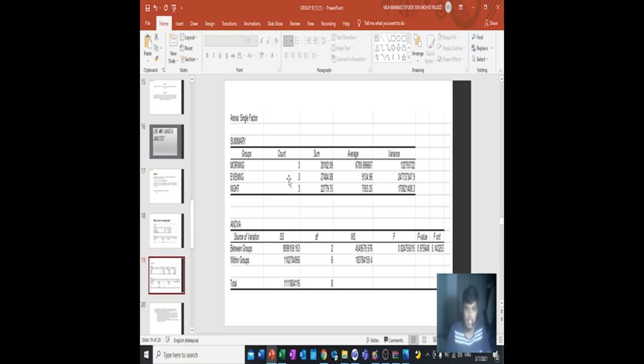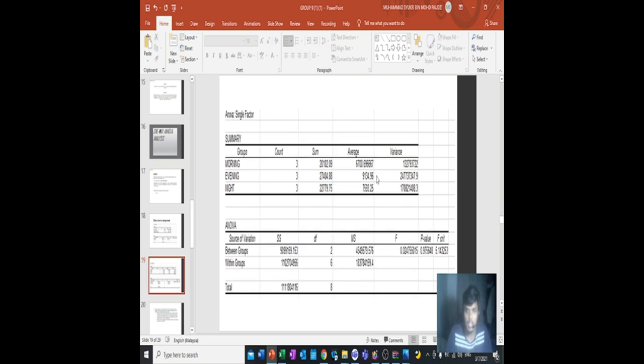So this is the one-way ANOVA using Excel. So this is the summary of ANOVA single factor, summary of the weight for morning, evening, and night. So the sum of the weight in the morning will be 20,102.09 milligram, and the average we will get 6,700.696667, and the variance we will get 13279323722.